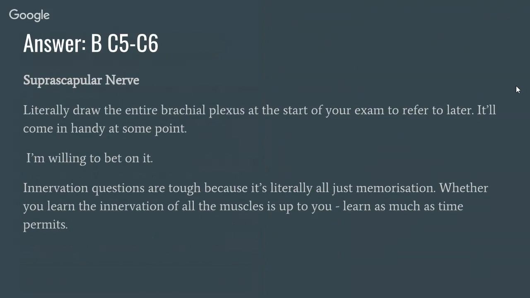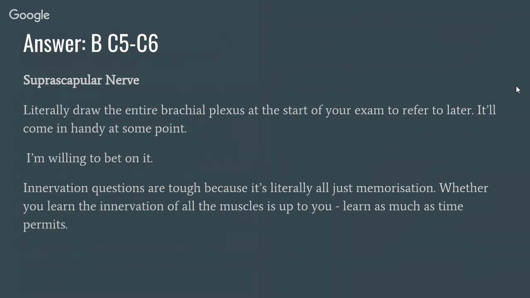B is correct. So this question I kind of split into two parts because it would be a bit easy to formulate all the steps. But pretty much we're talking about the supraspinatus. And as such, we're talking about the suprascapular nerve, which has its roots from C5, C6. It's pretty much all based on the brachial plexus, which I hope you guys have been taught quite a number of times in anatomy.